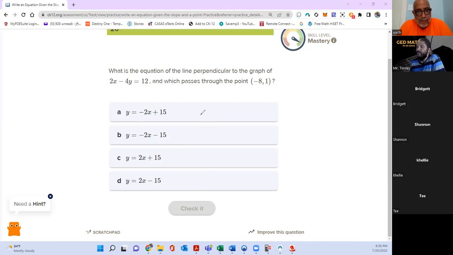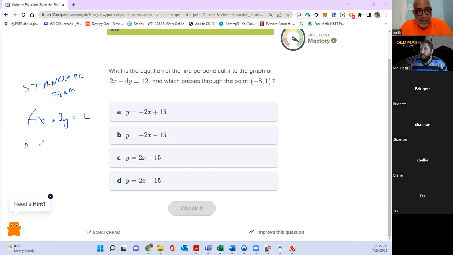Tell me what I know. Standard form. First of all, you know this linear equation is in standard form: AX plus BY equals C. In order to find the slope of this line, can anybody tell me what I need to do?